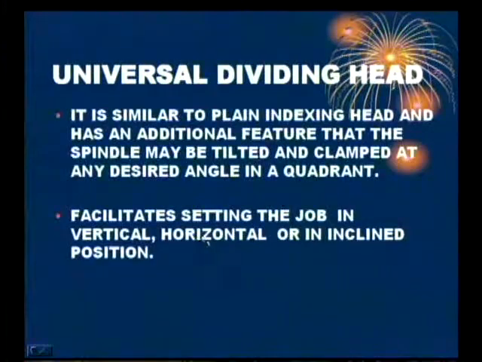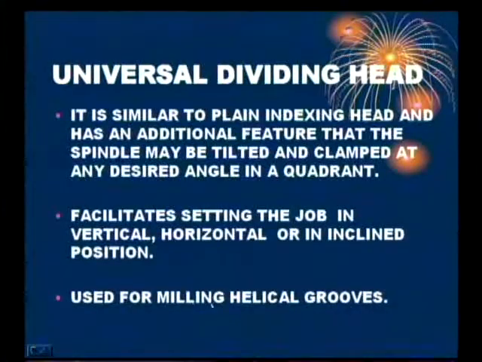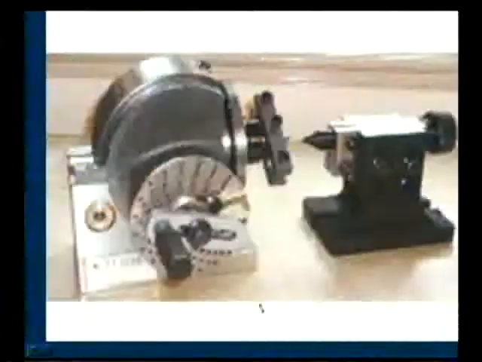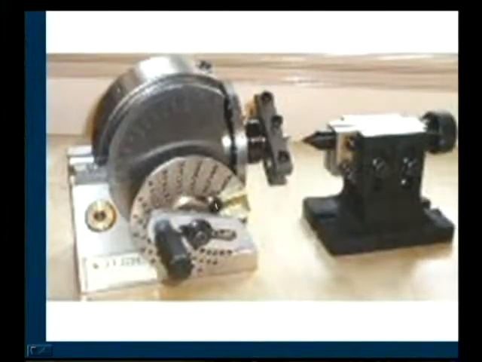So this is the difference between plane indexing and universal indexing in the construction. It facilitates setting the job in a vertical, horizontal or inclined position by moving the spindle to a desired angle. You can place it in the vertical or horizontal or at any inclined position, and this is used mainly for milling helical grooves. Helical grooves are indexed with this universal dividing head.